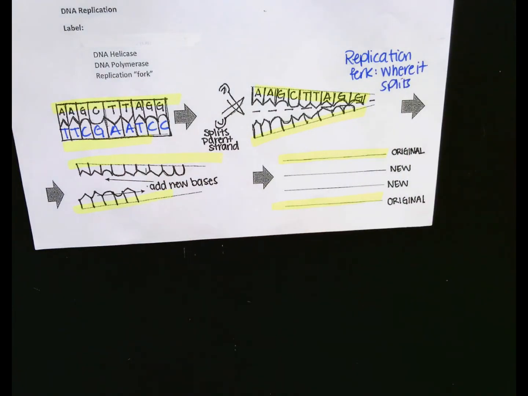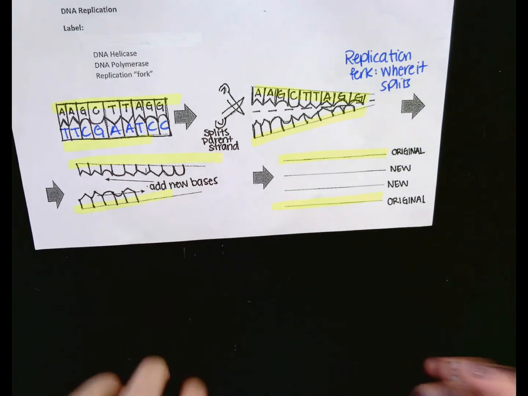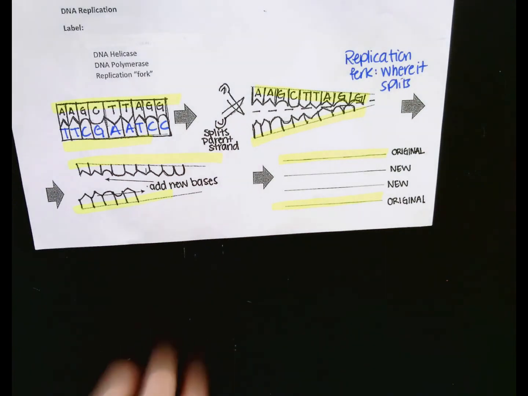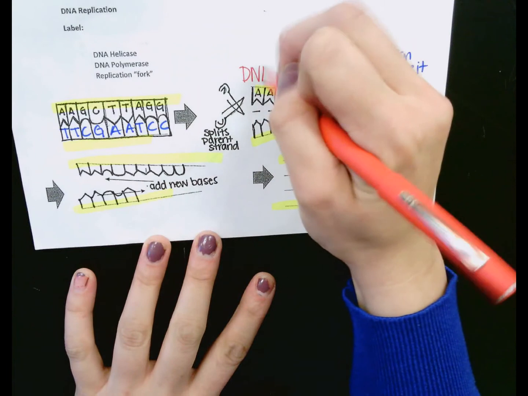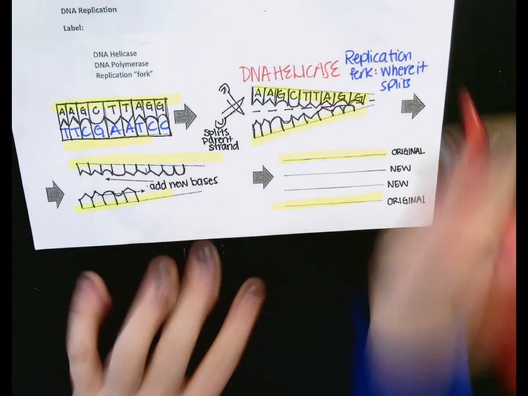And the first thing we do is we need to unzip and we need to untwist that DNA molecule so we can actually make two separate molecules because we started with one, but we want to get two. We need to double it. So what is the enzyme called that unzips it? DNA helicase. Exactly right.